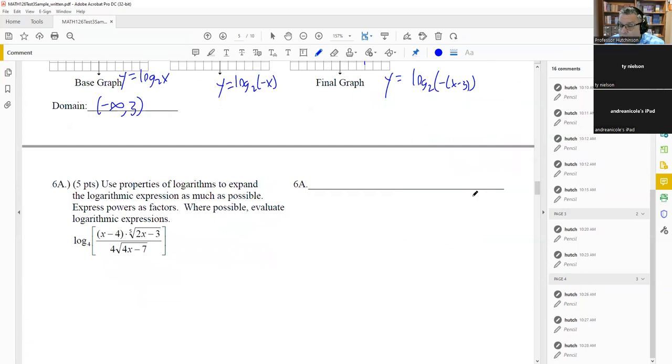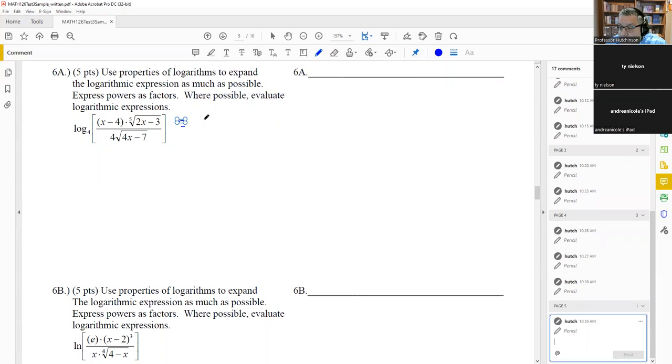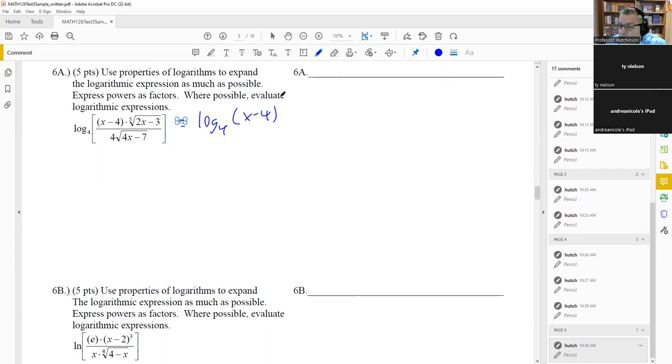Okay, next one. For number 6, it's going to be one where you have to use the properties of logs to expand this out. So first thing we probably want to do is change all this into rational powers. So I'm going to do that first. Before I separate anything, I'll just do this step right here, 4x - 7 to 1/2. And I'll do that first. Okay, just change everything all into powers.